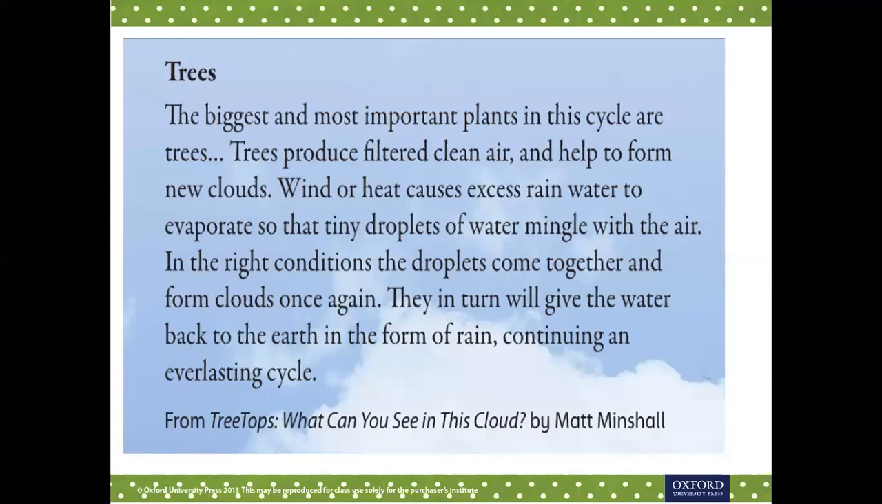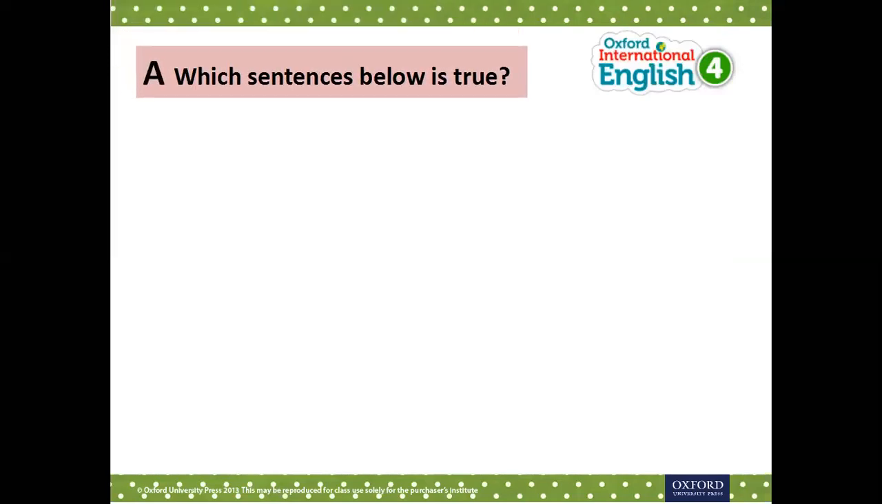So what they mean by this is that it's a circle. When it's raining, the trees take the water, they evaporate the water, the tiny drops, into the air. They become tiny drops again and go up to the clouds. They form clouds, and then the clouds rain again. So it's an everlasting circle, continuing from the cloud to the ground and back again, forming clouds again. Do you understand? Do you have any questions so far? No? Good. Let's start the comprehension part, page 123.